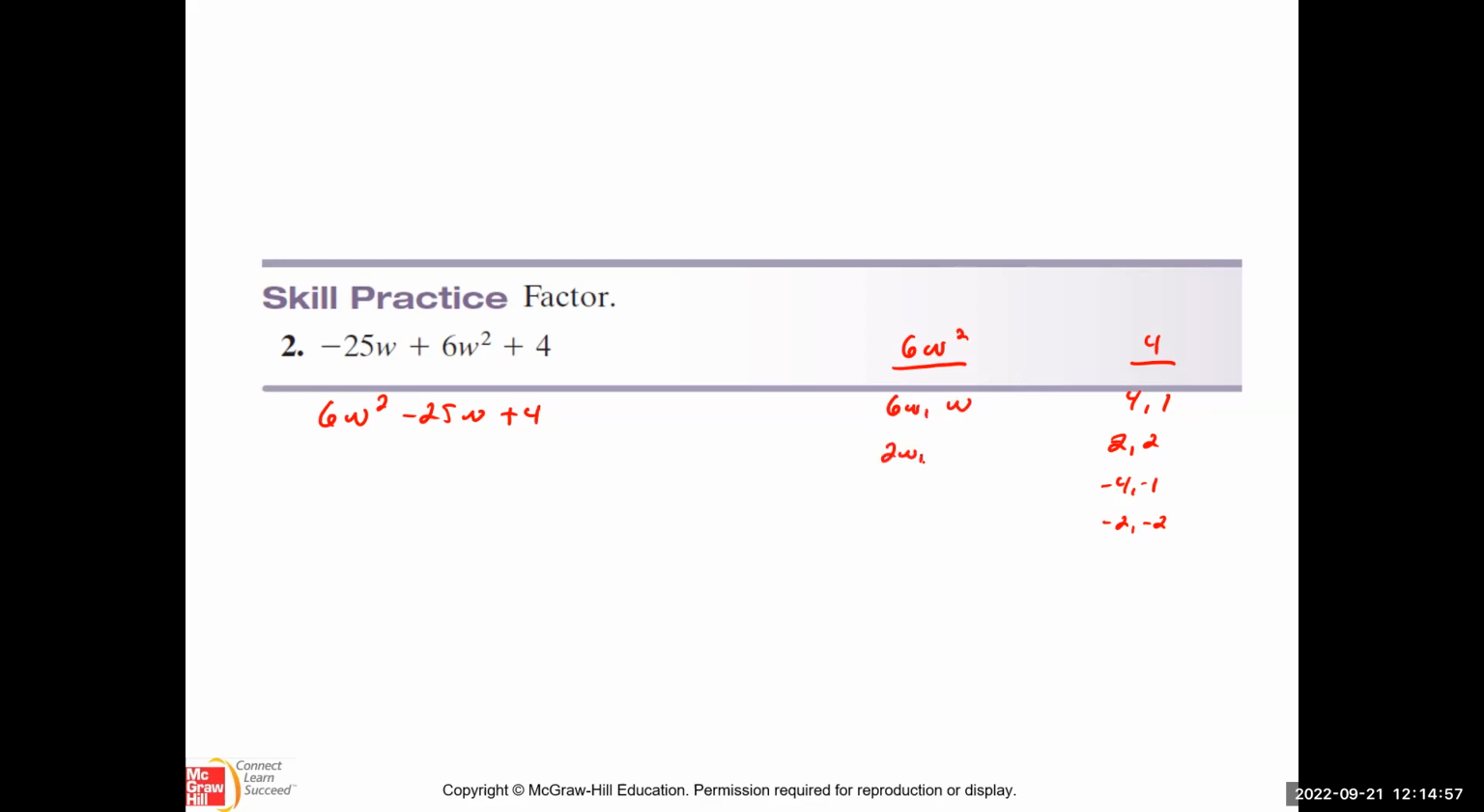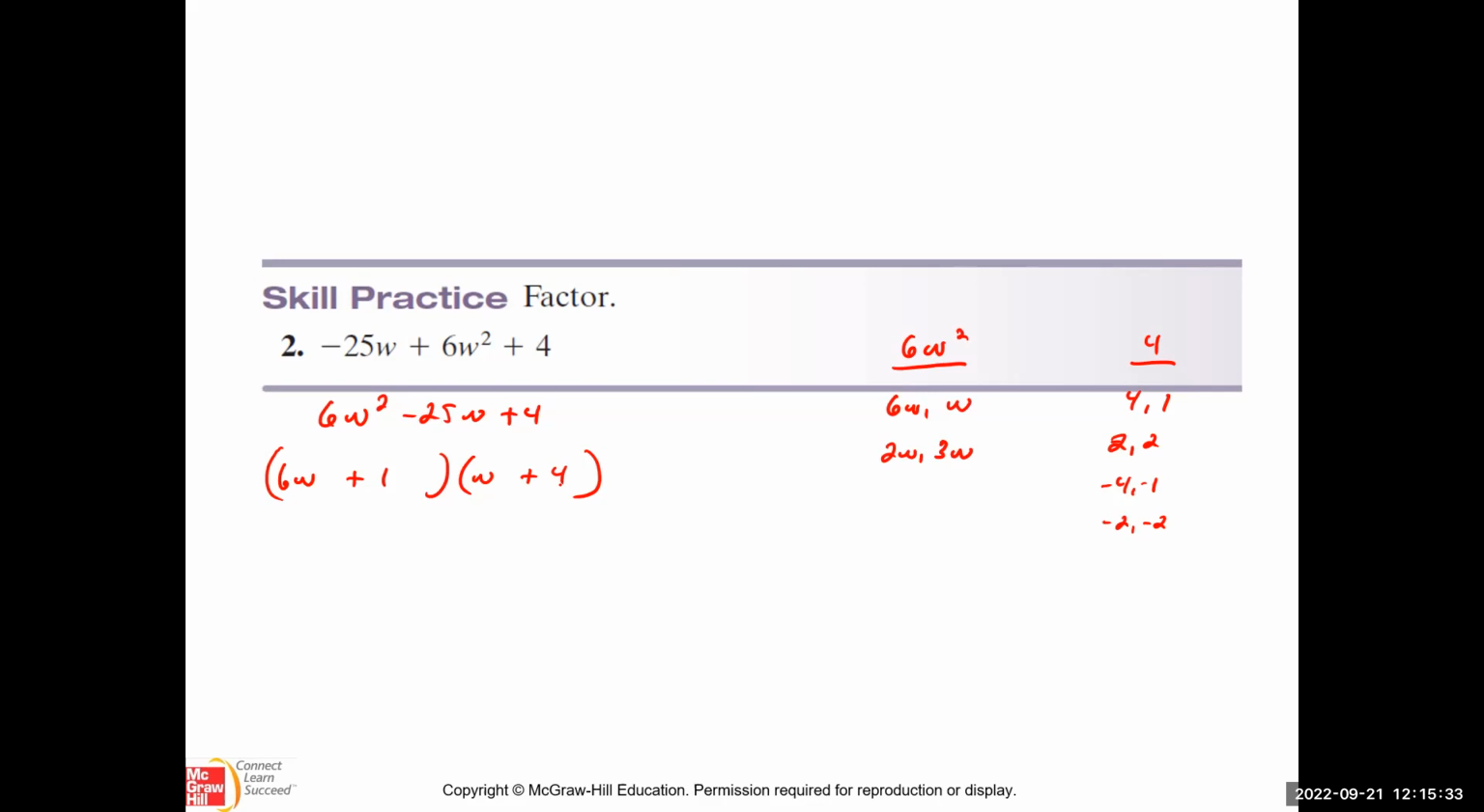So here I have 2w and 3w, and I also have 6w and w. So I'm going to try different combinations of these. So I'm going to try the 6w and w first, right? And so I'm going to do the +1 and the +4. Now, right off the bat, I know it's not going to be +1 and +4 because the -25 is negative, right? And so if I do 6w times 4, I get 24w, 1 times w, I get 1w, and so that's going to give me a positive 25w.